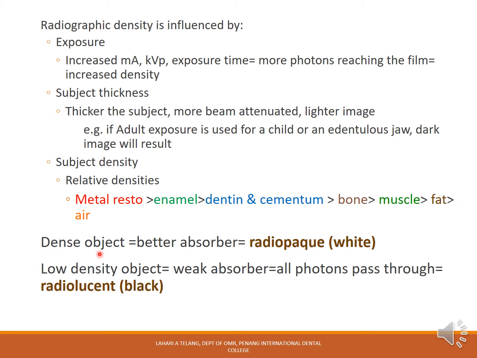That means a dense object is a better absorber and hence leads to a more radiopaque or white image on your radiograph. Whereas an object which has less density is a weak absorber and lets all the X-ray photons pass through it and hence ends up appearing radiolucent or black. That's why your metal restoration gives a whiter or radiopaque appearance, whereas air, which is around the tooth, gives a radiolucent or black appearance.